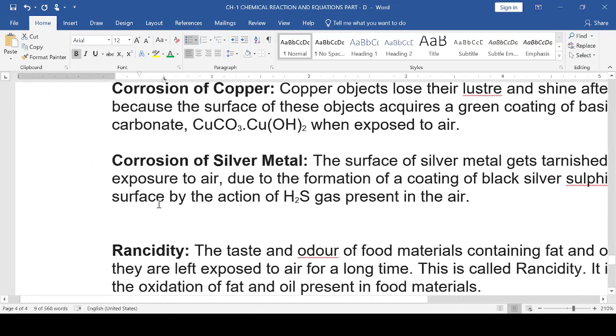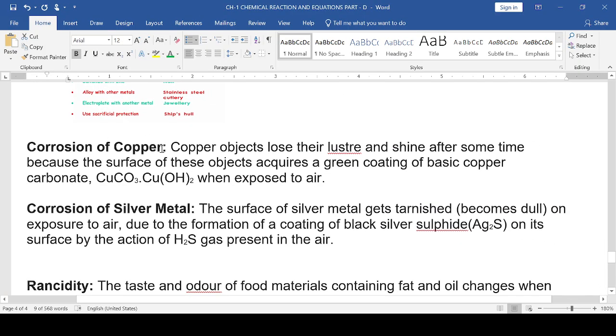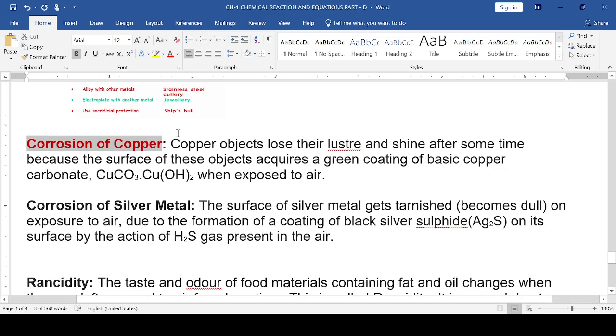And next comes, what is this? Corrosion of copper. So how are you going to protect your copper? The corrosion of copper. So what happens here? The copper objects will lose their luster and shine after some time, because why? The surface of these objects will acquire a green coating of basic copper carbonate when these copper objects are exposed to air.